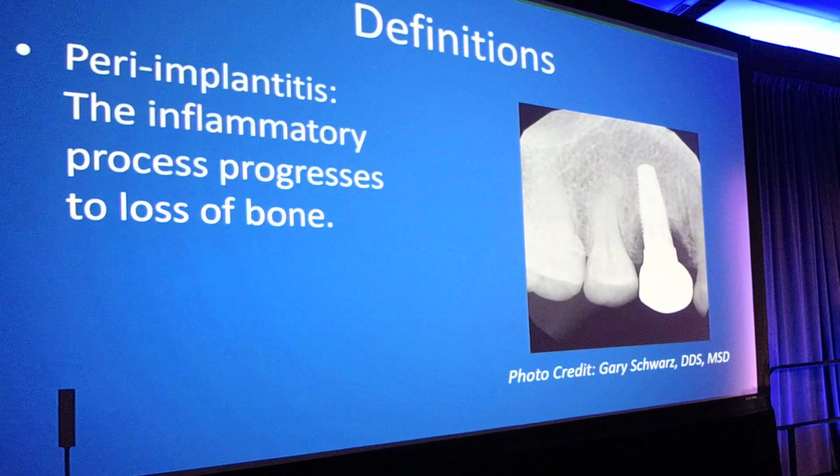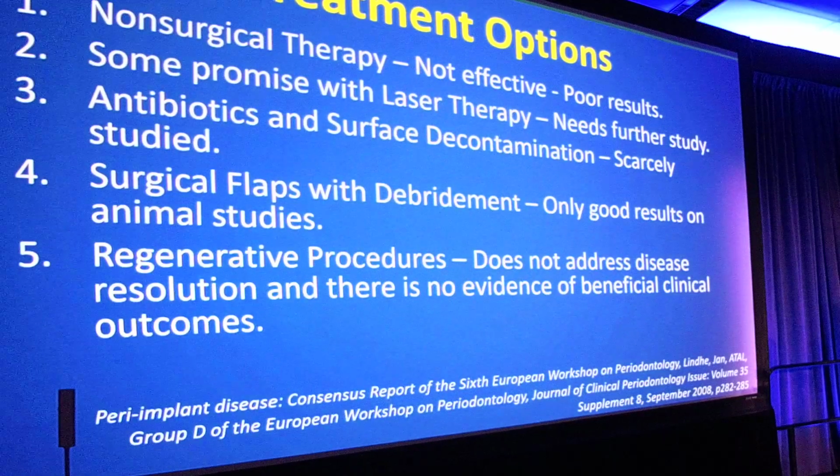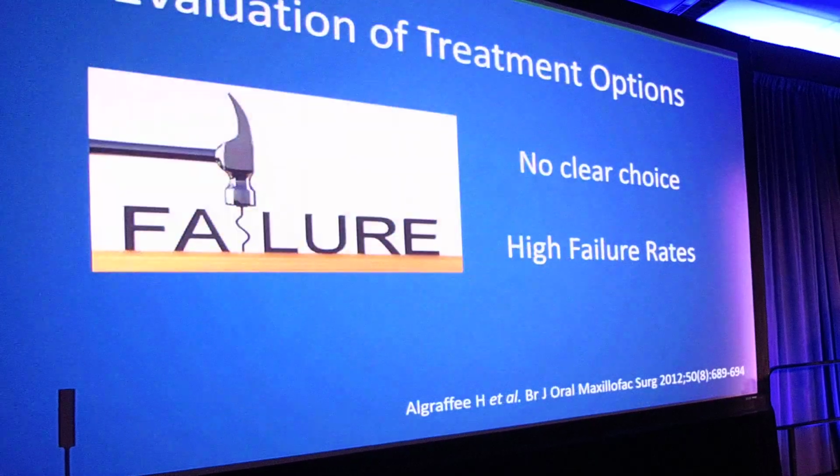So the first really good review paper I found was the paper in 2008 from the European Conference on peri-implantitis. They looked at all modes of therapy, and the conclusion was that nothing is working. Some things work sometimes, but nothing works most of the time. But the one thing I saw here was number 2, and it's the one thing I hadn't tried. It said that some promise exists with laser therapy, but it needs further study.